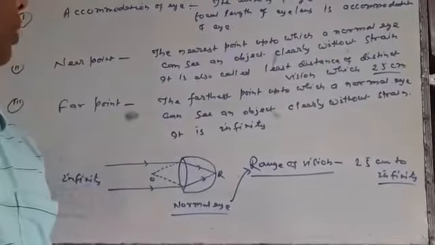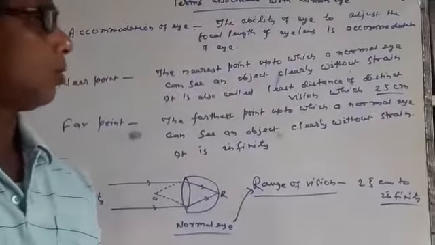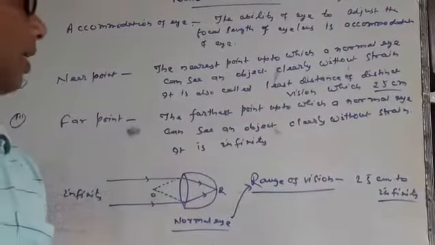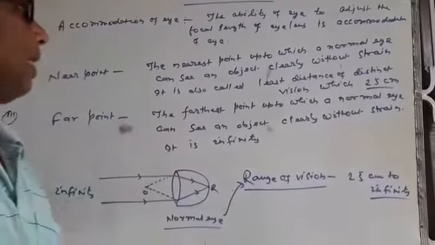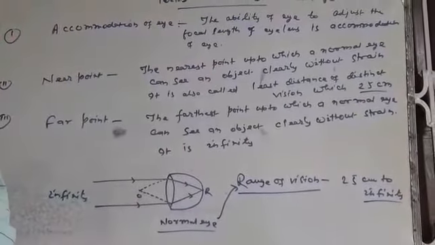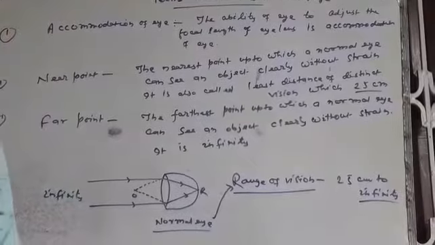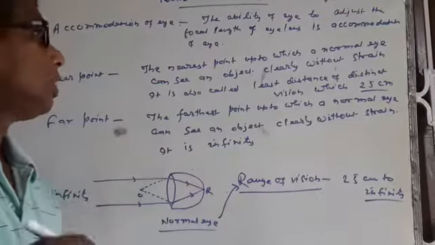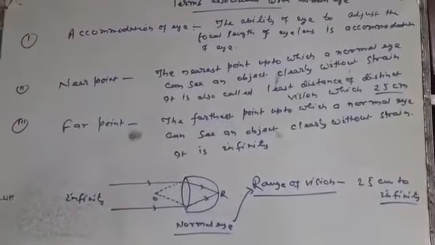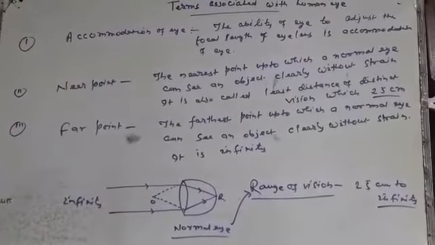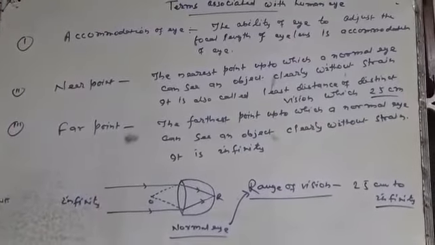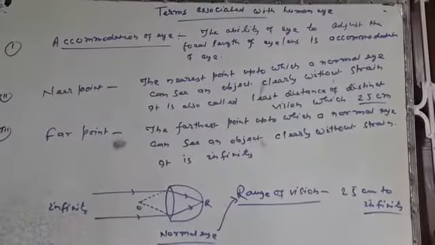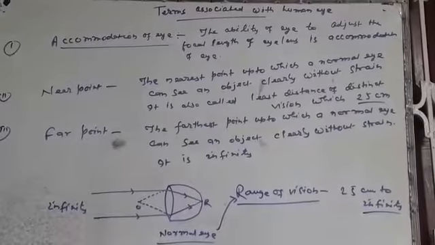Today I am going to explain a few terms associated with the human eye. Yesterday and the day before yesterday, I explained the structure of the human eye, some parts of the human eye and their function. Today, there are three terms related to the human eye. The first term is accommodation of the eye. It is also called power of accommodation.